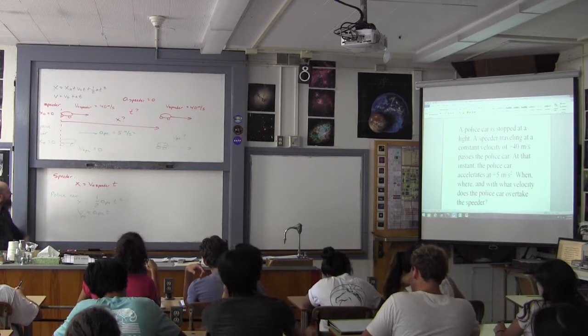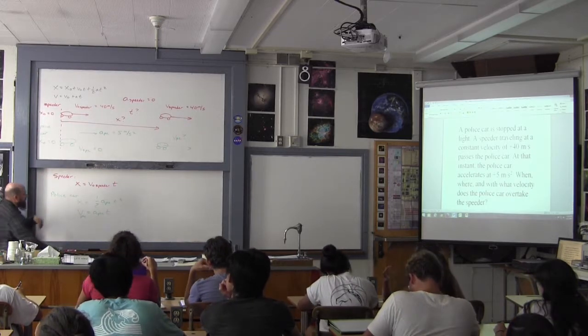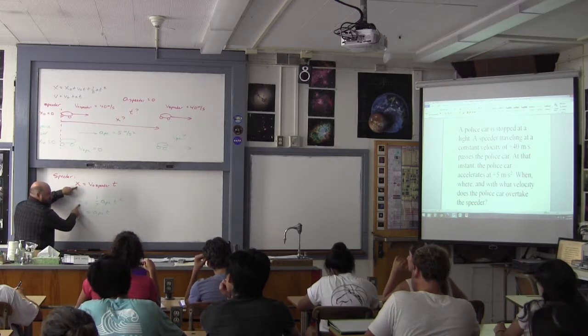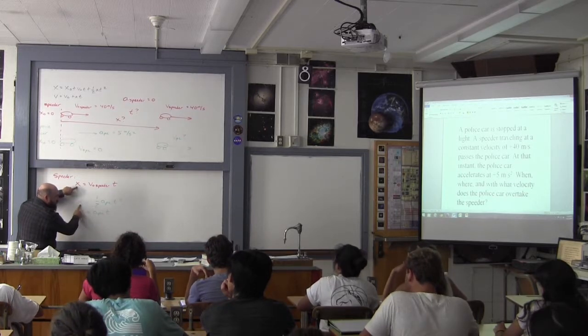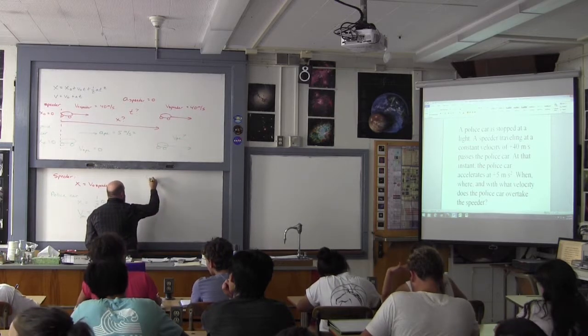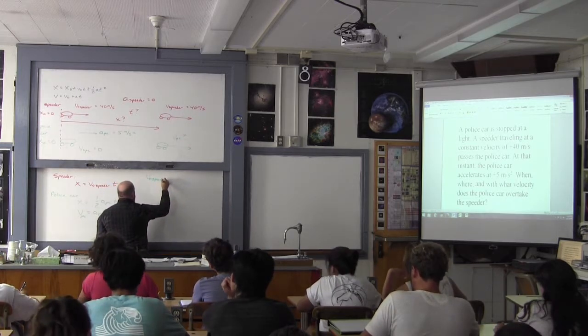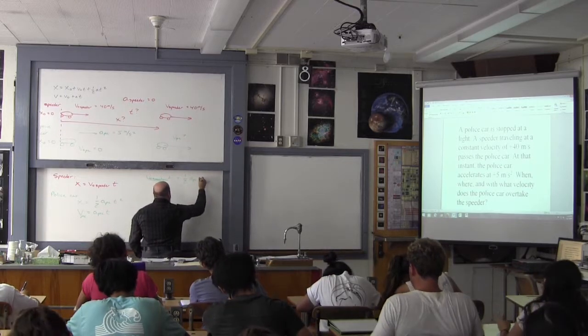What I have to do is somehow link the two objects together. The easiest way to do that is to note that the final position of the two objects, remember, is the same. So algebraically, let's begin with just setting these quantities equal to each other. So I have the quantity for the speeder equals the quantity for the police car itself.